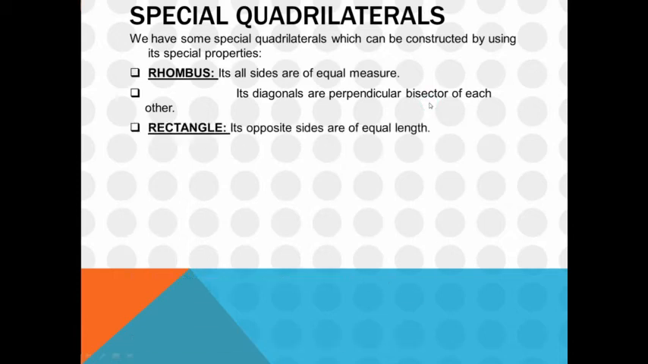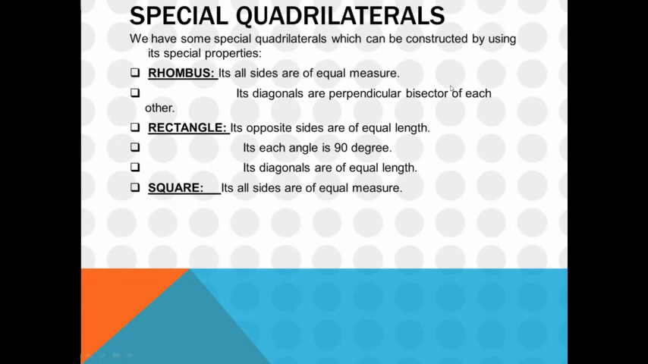Next is the rectangle. Its opposite sides are of equal length. Its each angle is 90 degree. Its diagonals are of equal length. In rectangle, we have seen that corner angles are of 90 degree.